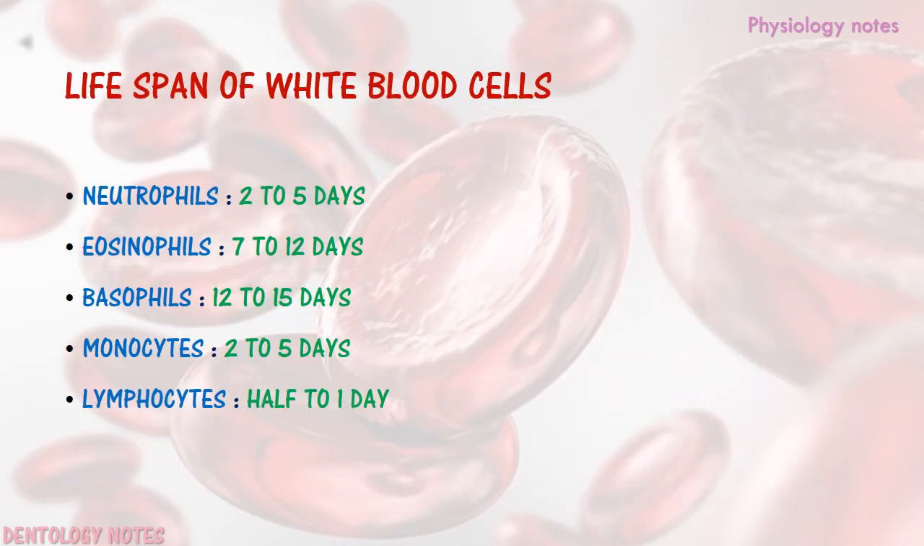Lifespan of white blood cells. Neutrophils, 2 to 5 days. Eosinophils, 7 to 12 days. Basophils, 12 to 15 days. Monocytes, 2 to 5 days. Lymphocytes, half to 1 day.